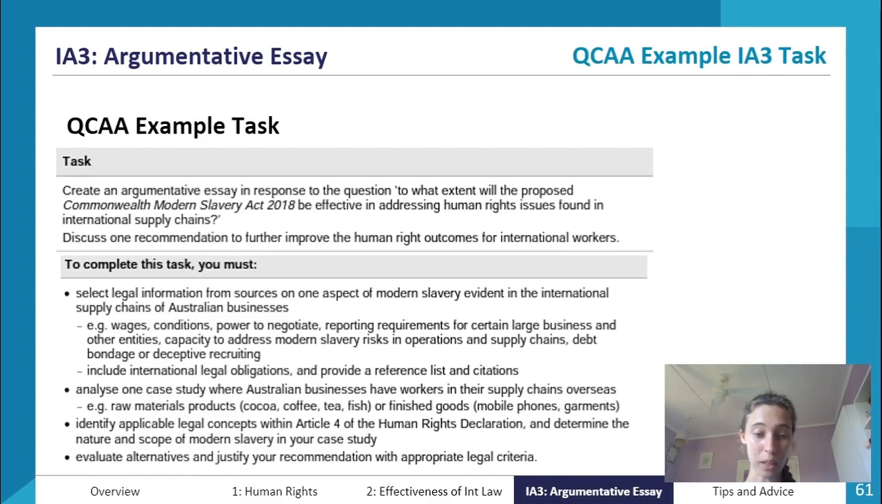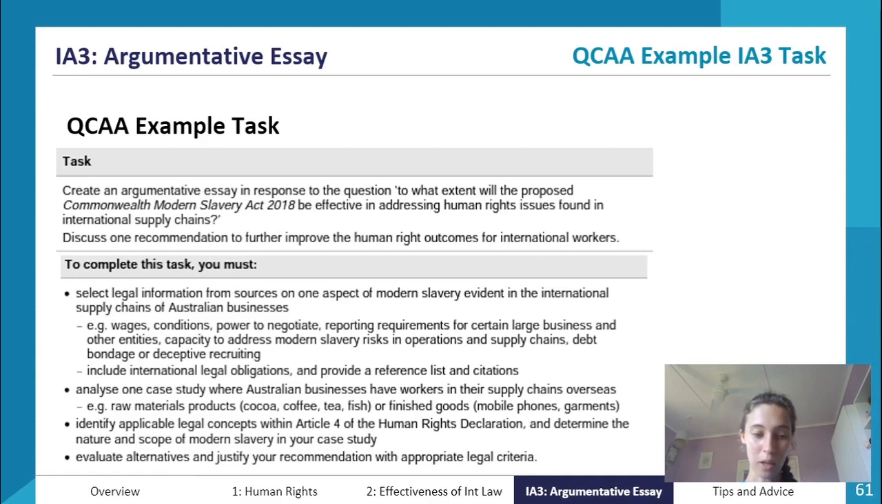Identify applicable legal concepts within Article 4 of the Human Rights Declaration, and determine the nature and scope of modern slavery in your case study. So again, all of these sorts of terms with nature and scope, you can find them in the glossary at the end of the syllabus document. So if you haven't already visited the syllabus, I definitely recommend that.